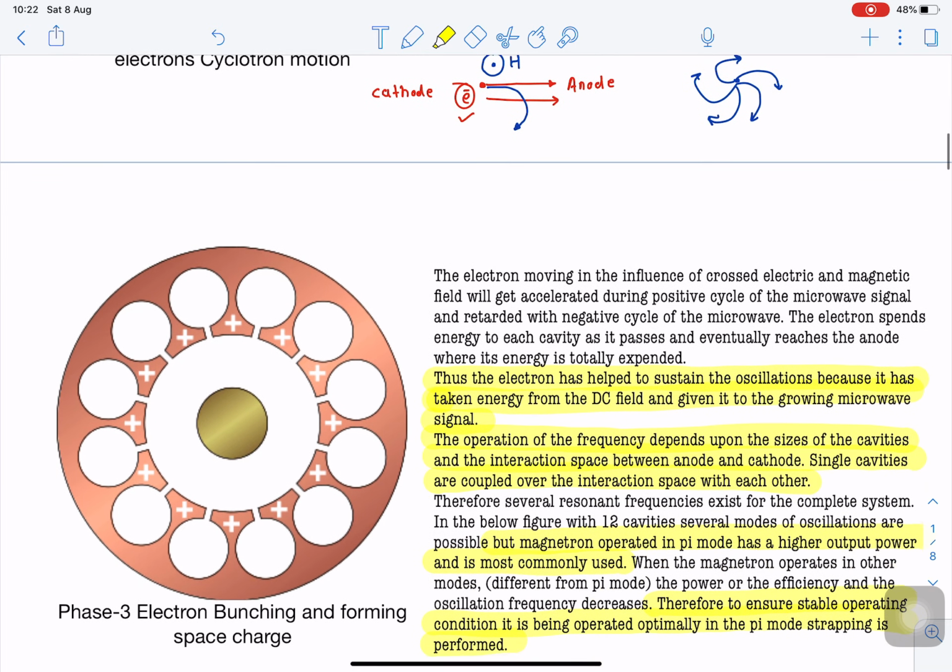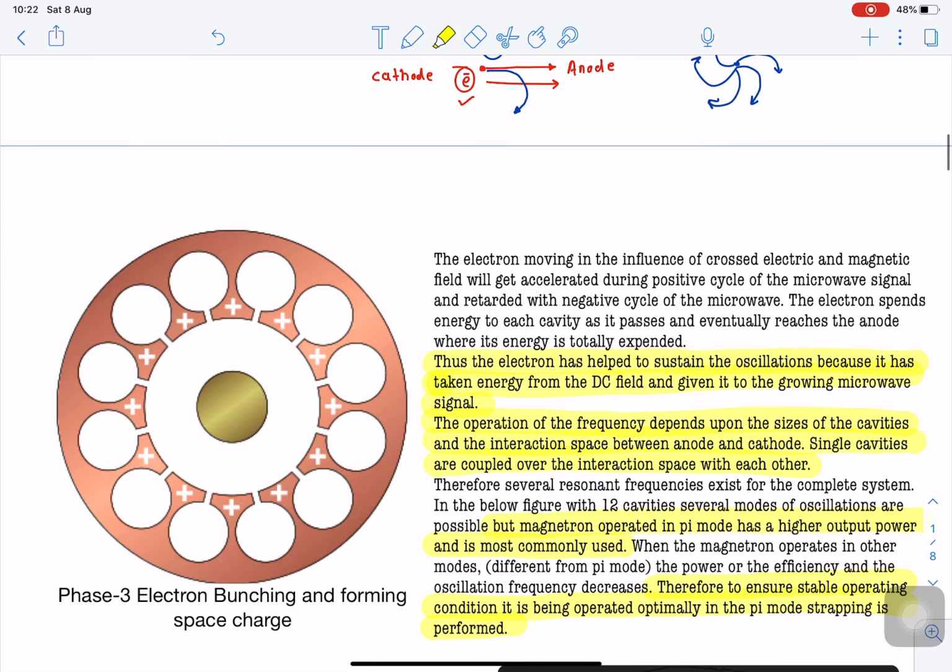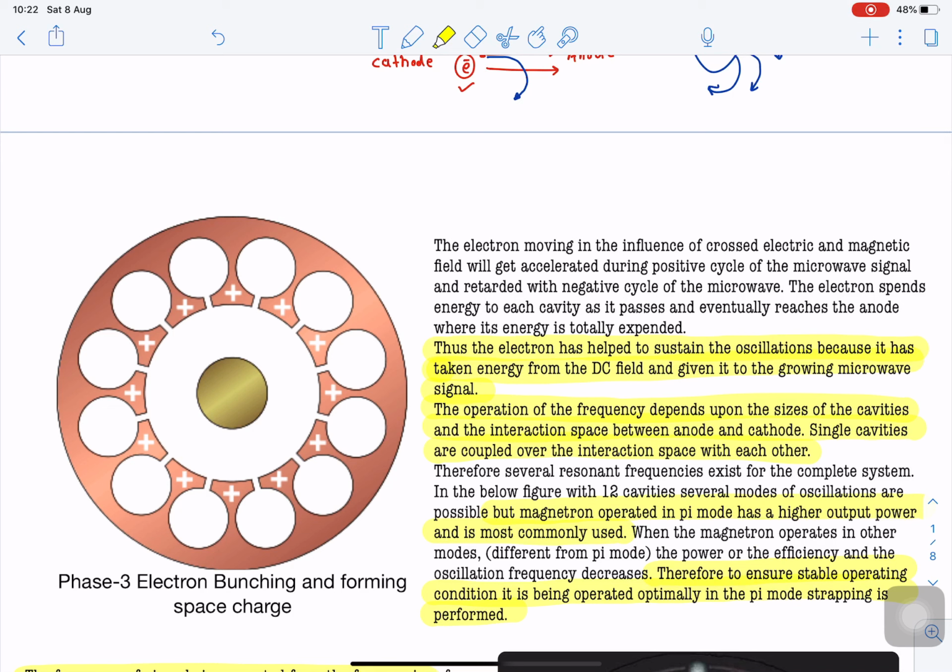So the electron moving under the influence of crossed electric and magnetic fields will get accelerated during the positive cycle of the microwave signal. Here the term microwave signal means the noise signal, please remember. When the noise signal has a positive magnitude, the electron under crossed magnetic and electric fields will get accelerated, and the same electron will get retarded when the negative cycle of the microwave or noise signal appears.